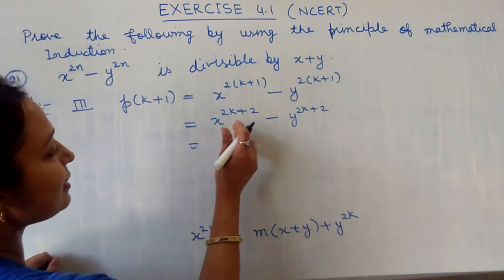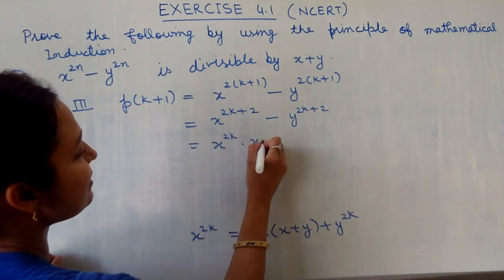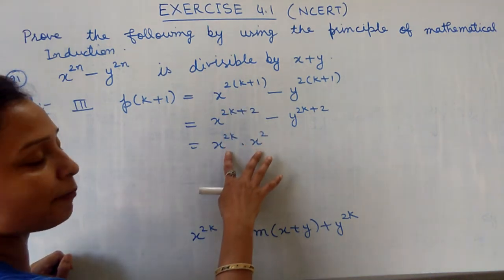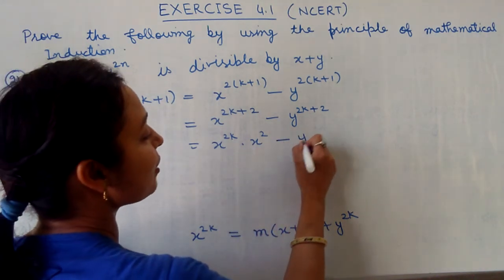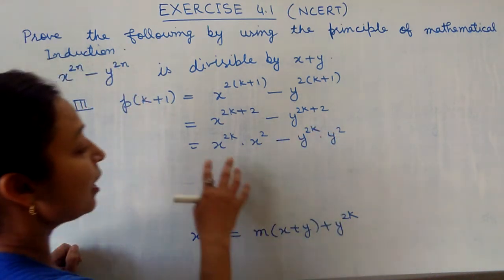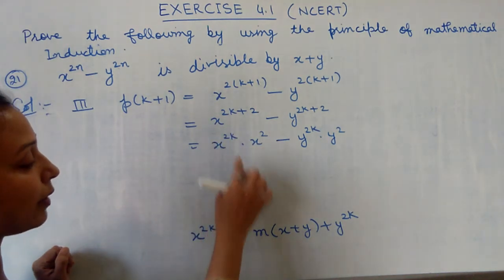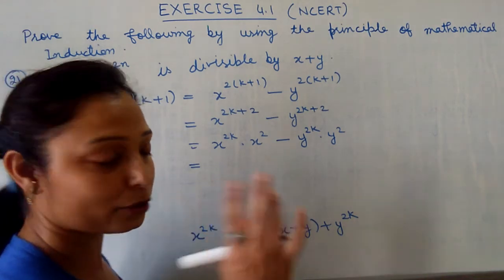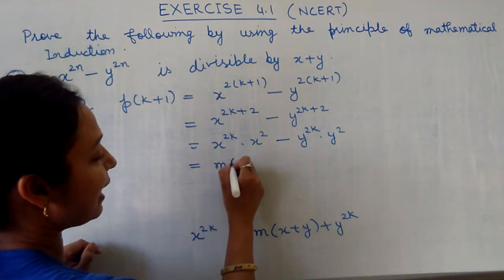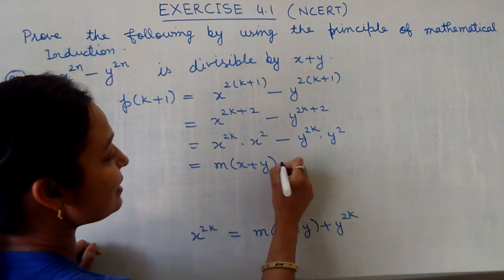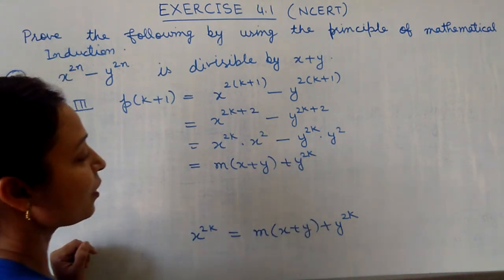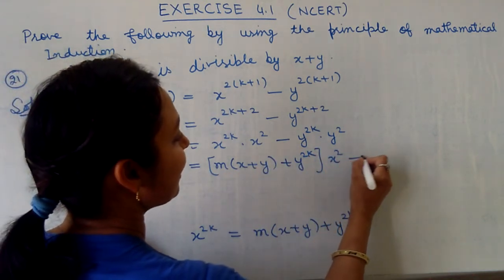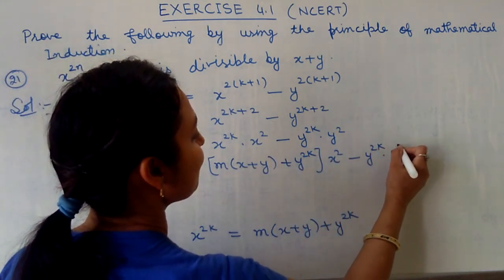I will divide the powers into two parts like this. If the bases are the same, we can add the powers, and if the powers are added, we can separate them. Here we also separate the powers like this. Now I will put the value of x raised to power 2k, which I got from the second step. This is m(x plus y) plus y raised to power 2k, and with this we have x square, minus y raised to power 2k into y square.